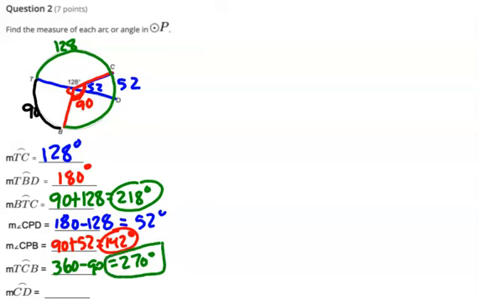And the last one is CD. We already have that one marked. So CD is right here. That's 52 degrees. If it's 52 as the central angle, it's 52 as the arc on the outside.